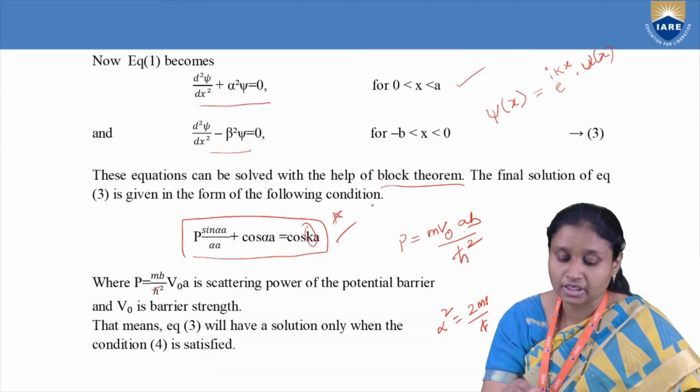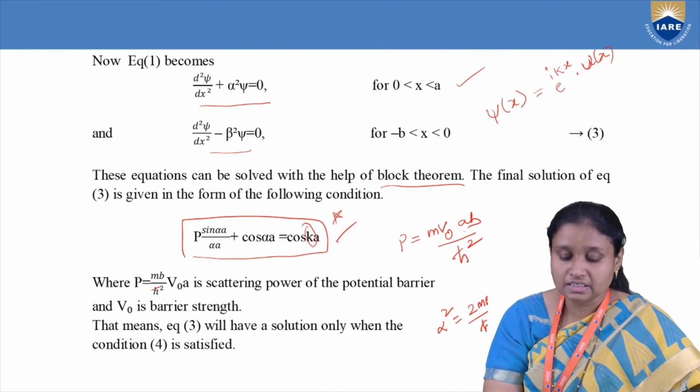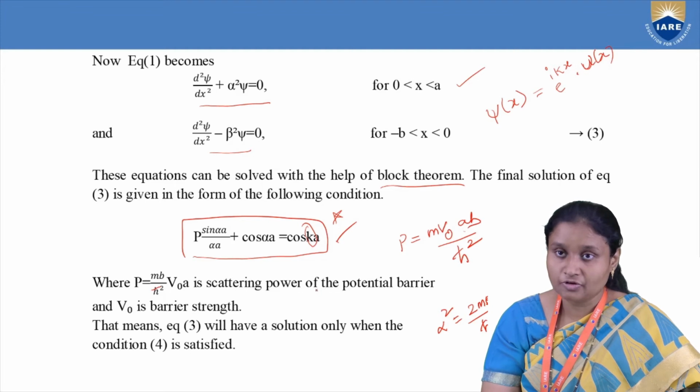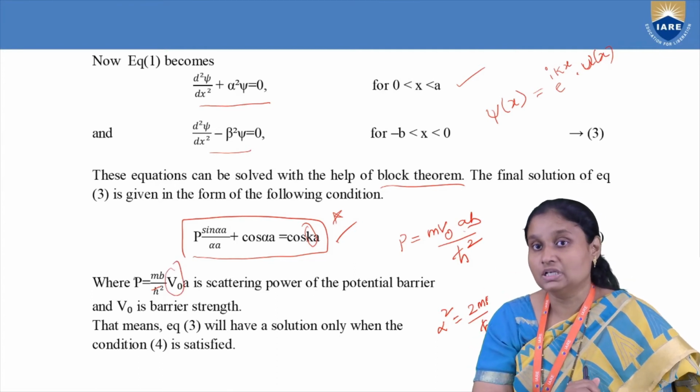So what we have done is, we have taken Schrodinger's wave equation and applied it to two regions, and those regions were formed because of periodic potential. We end up having two modified second order differential equations. Then we have taken help of Bloch's theorem, which gives the solution for those equations. Then we end up having this very important condition given by equation 4, and this P is called the scattering power of the potential barrier, or the potential barrier strength, because here it has V0, the height of the potential barrier.